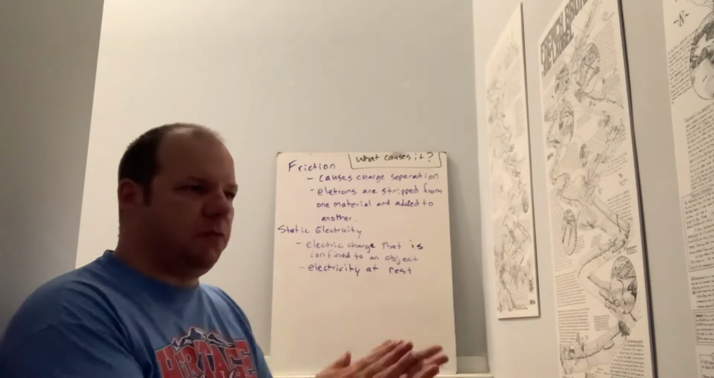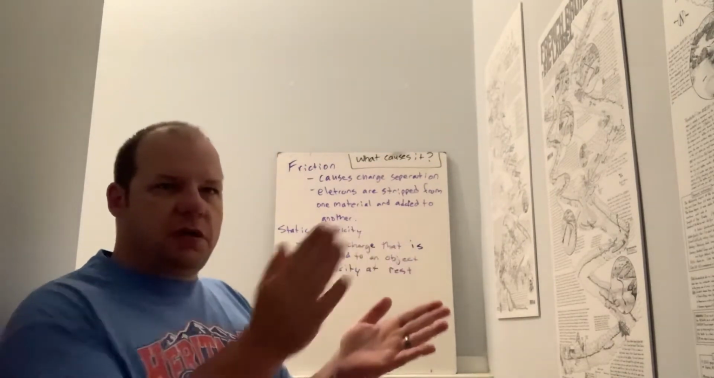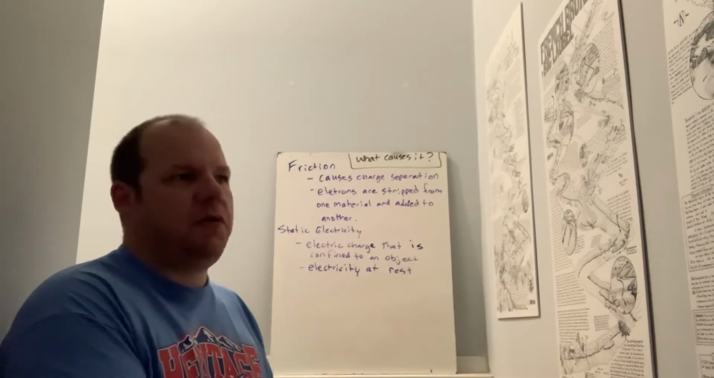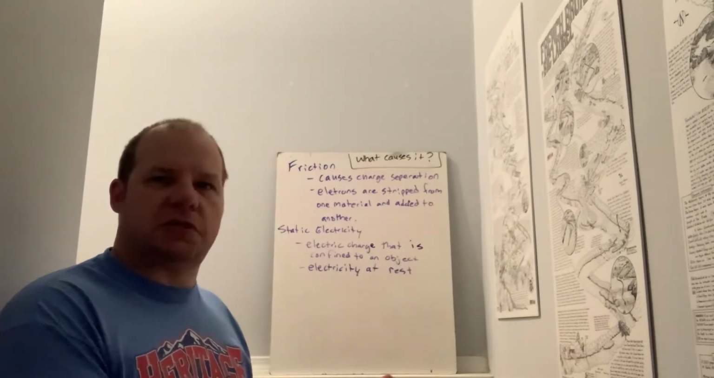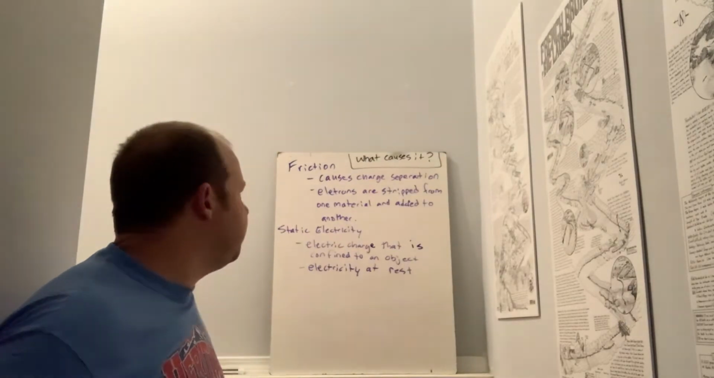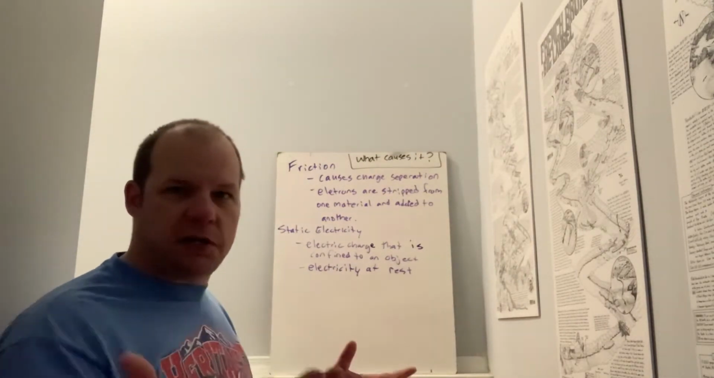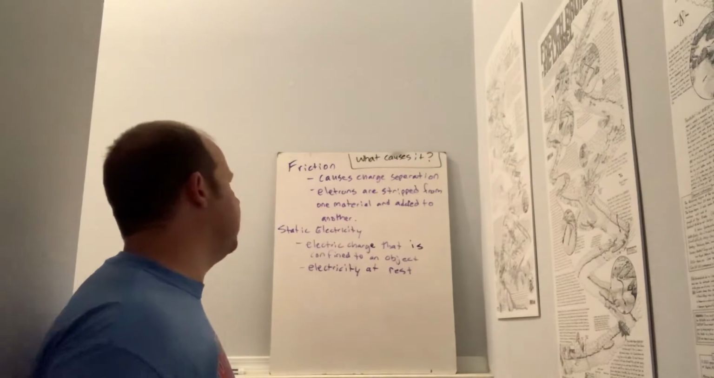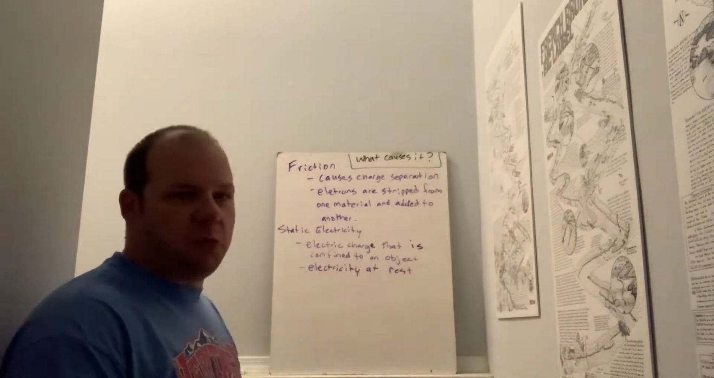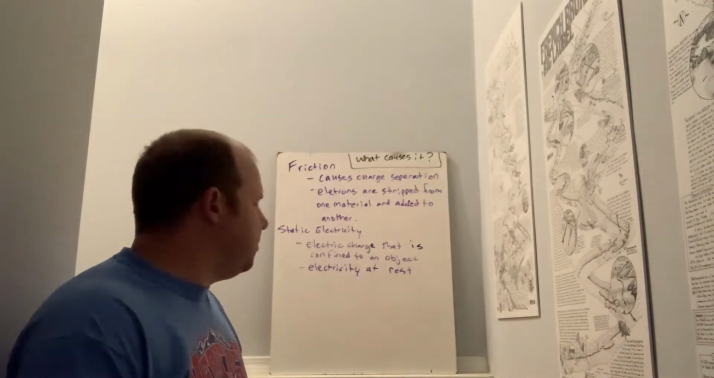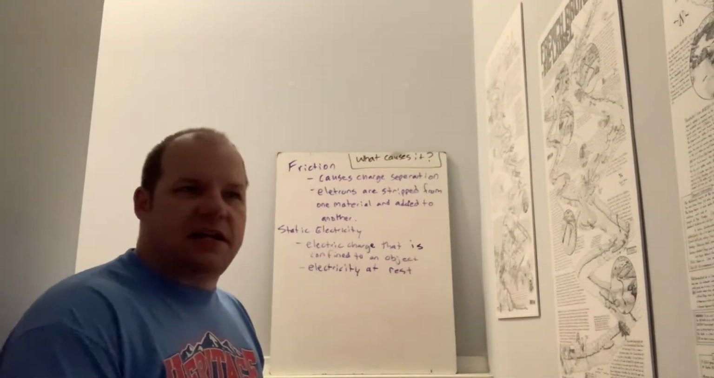Now, how do you get one electron to another object? Well, usually it has to be rubbed off somehow, and in most cases it's through friction, right? So friction causes what's called charge separation. Now we have more electrons over here than we have on this other side. Electrons are stripped from one material and added to another. All right, so now we have what's called static electricity.